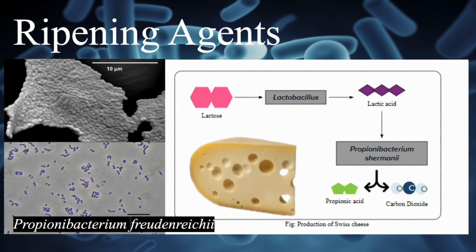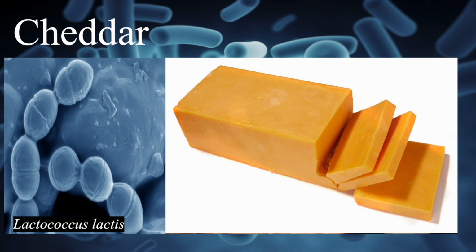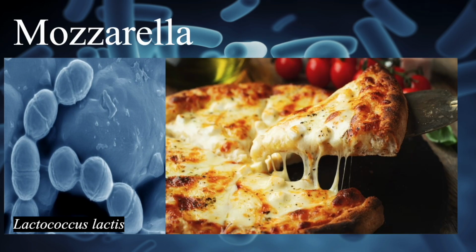For example, Propionibacterium freudenreichii is used in Swiss cheese to produce carbon dioxide gas, which forms the characteristic holes, and it also contributes to the sweet, nutty flavor. Cheddar cheese uses strains of Lactococcus lactis for acid production and texture development. Mozzarella also relies on Lactococcus lactis for rapid acid production, which is necessary for the stretchiness of the cheese.